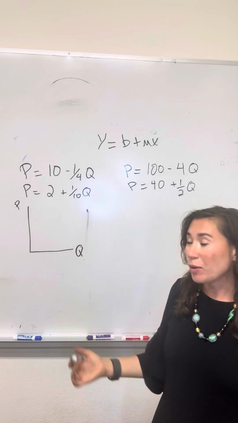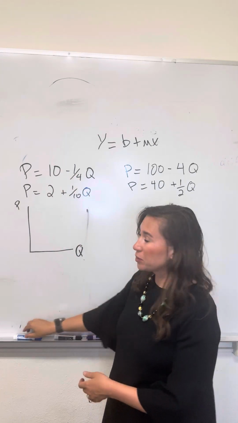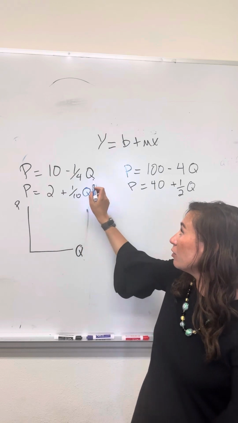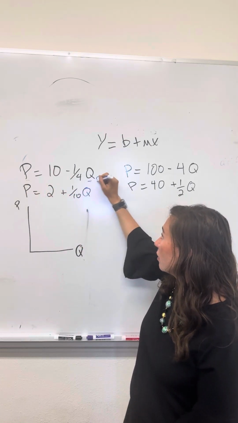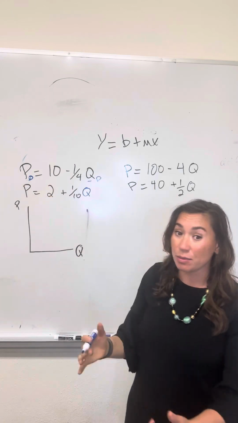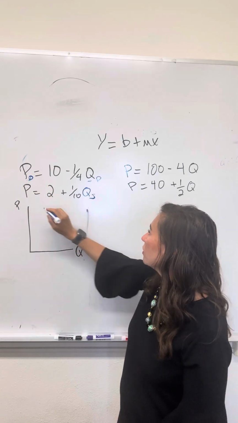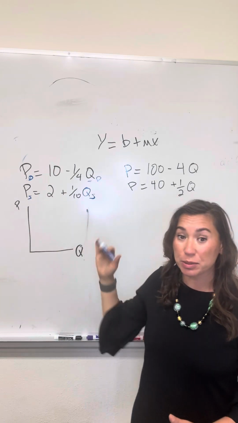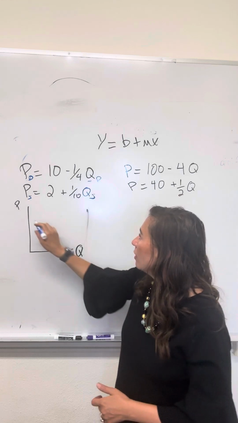So how do we go about graphing this? Well, let's start with this. First of all, which one's supply and which one's demand? Because there's a negative relationship between price and quantity, this makes the top equation demand. And there's a positive relationship between price and quantity here, so this makes this supply when it comes to whatever marketplace this is. We're not going to specify.